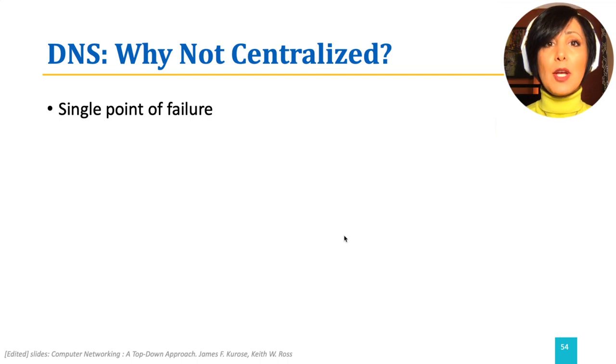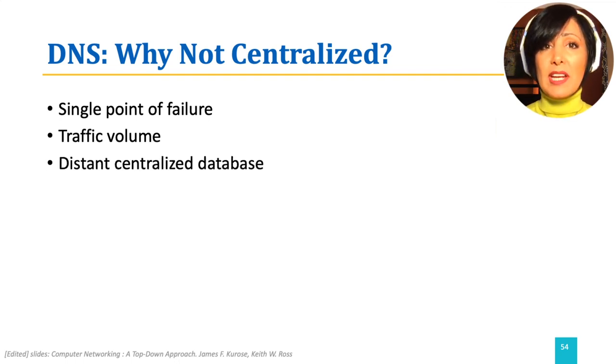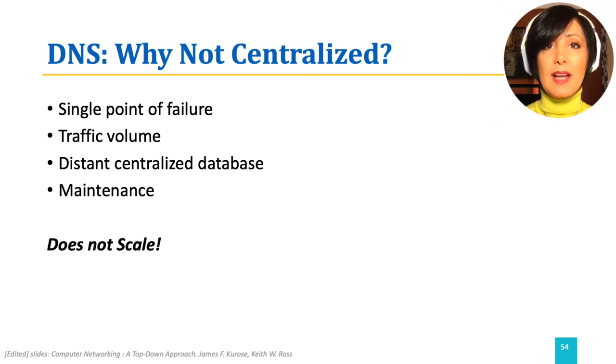Second, the volume of traffic sent to that centralized point will be unmaintainably huge. Third, the centralized server will be located in one place, and therefore, geographical distribution of requests will cause large amounts of delay. Fourth, ensuring all records are correct and updated will need huge maintenance efforts. Therefore, the centralized solution is not scalable, and therefore DNS is distributed by design.